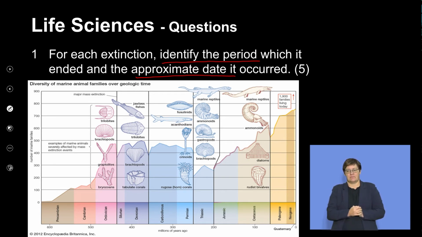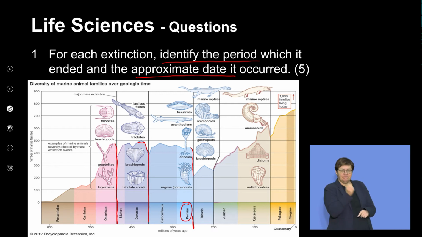Okay, so you look for the dips, and there we have the Ordovician extinction, the date, probably about 440 million years ago. Then we have the Devonian extinction, ending the Devonian period. That's probably 3,600 years ago. So all you need to do is just have a look, see where the dips are, and then go to the time period at the bottom, and you will also be able to find out which periods were actually involved.